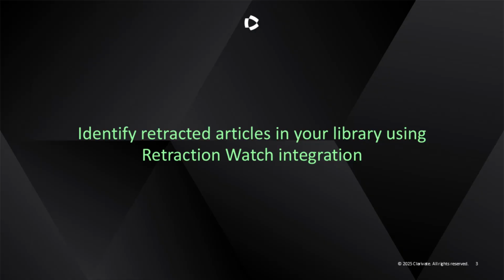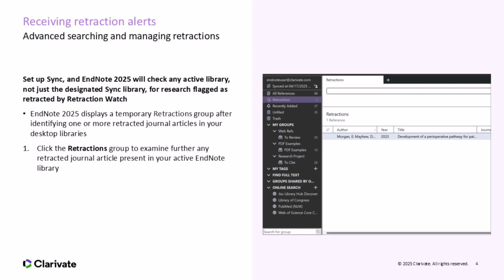Let's explore a significant feature in EndNote 2025. This feature, powered by Retraction Watch, empowers you to identify disputed research in your library using retraction alerts. Now let's talk about receiving retraction alerts in EndNote 2025. This feature is crucial for ensuring your research stays current and accurate.